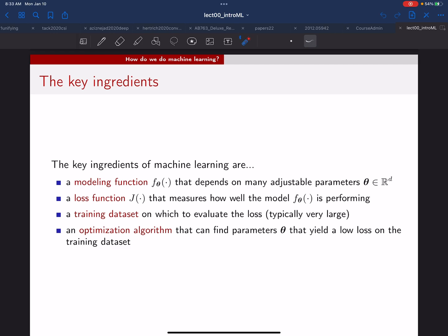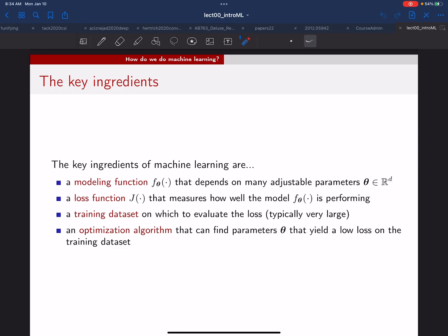So for those of you who know a little bit about neural networks, a neural network is a very general processing structure that has possibly millions of little weights that you need to figure out how to tune. So the weights would be theta. That neural network takes in some input. That input goes into this f theta function to produce an output. Okay, so that's this modeling function.